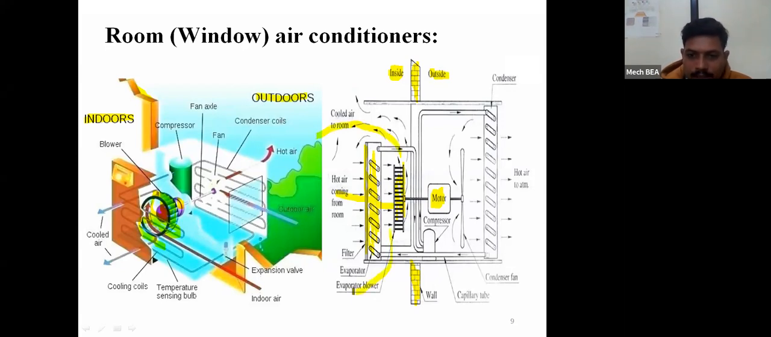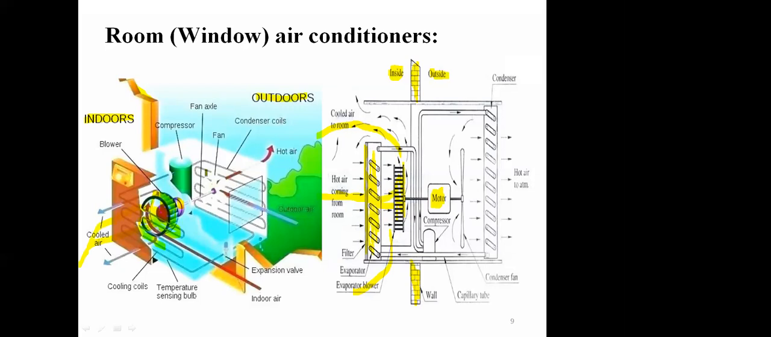In this way the cooled air will be circulated, and whatever air is present inside the room will be taken over that evaporating coil. After cooling, that air will be circulated again inside the room. So this is the indoor part, and then there is the outdoor part, or outside part.